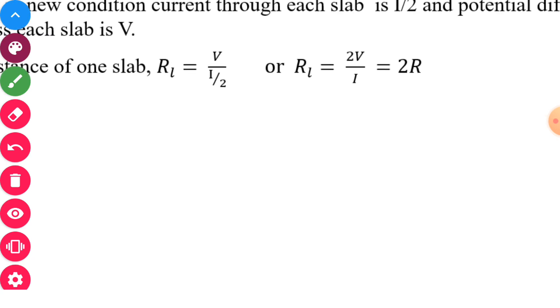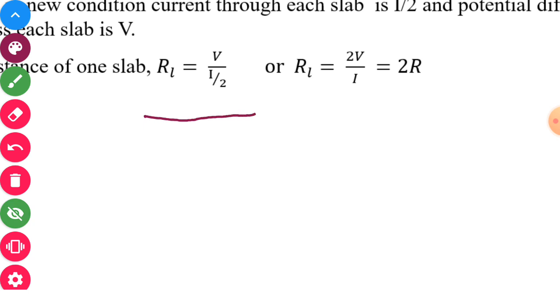Okay, if you divide its area, try to understand, if you divide the area of our original slab, whose area earlier was A, now it has been made A by 2, so the new slab is having length L but area A by 2, then what happens to its resistance? Then the resistance of one slab, either upper or lower, say for example it is RL, then that resistance RL will be voltage upon current.